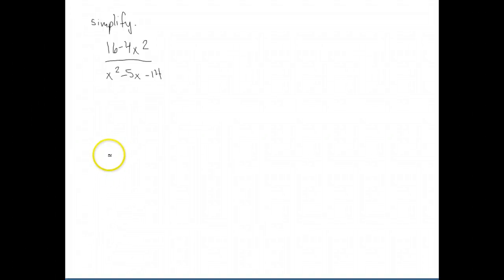The second type of problem, same idea. Basically, you want to factor completely and then divide out any common factors. But it's just a different type of factoring. So first, in the numerator, we can factor out the greatest common factor of 4. So that gives us 4 times (4 minus x squared).